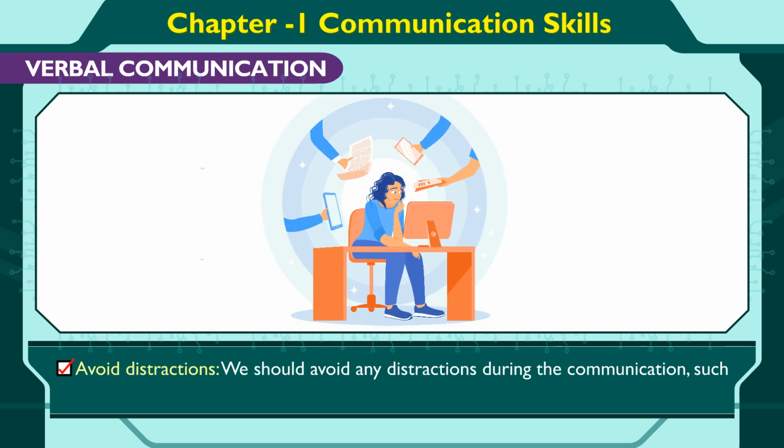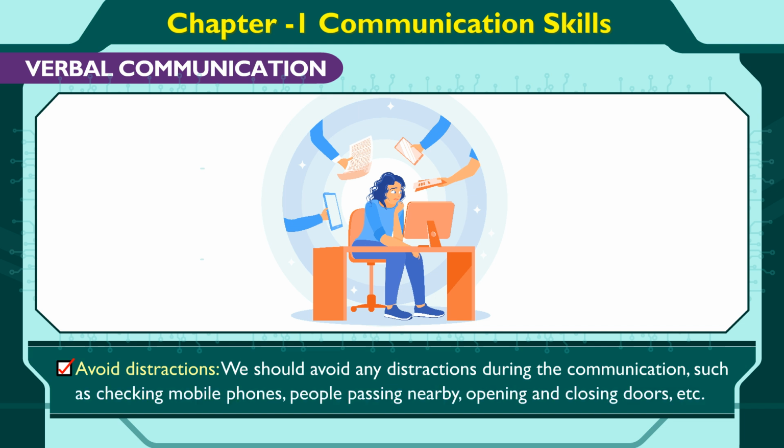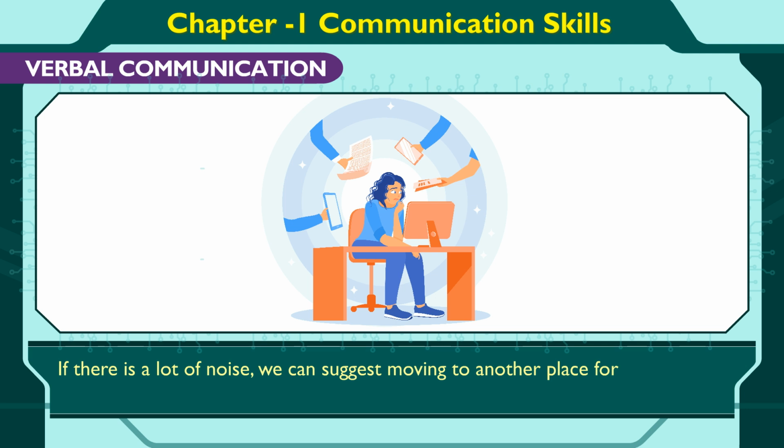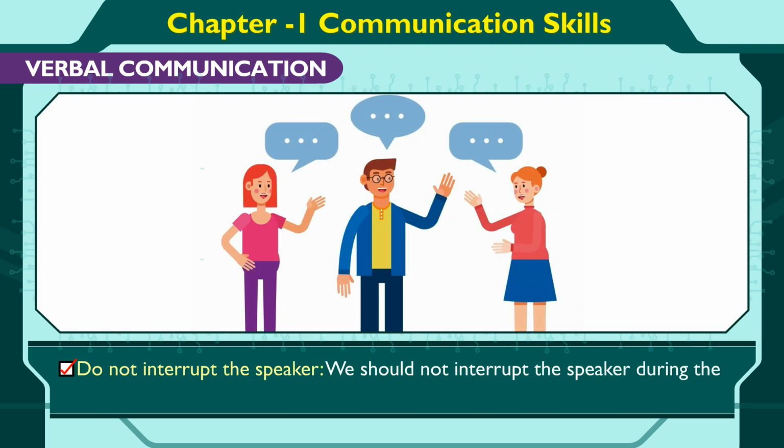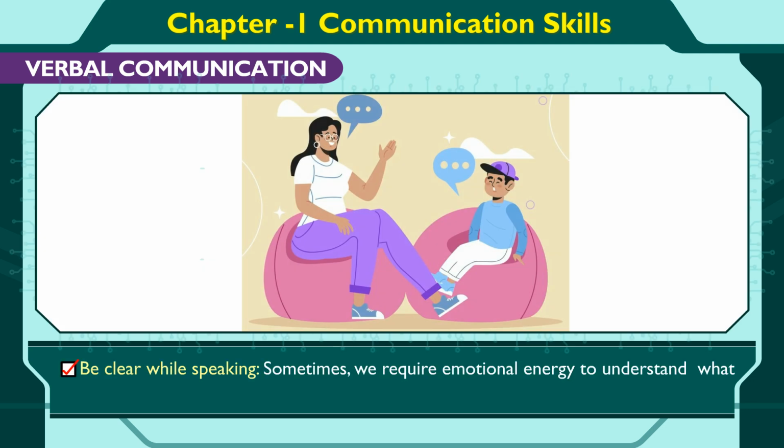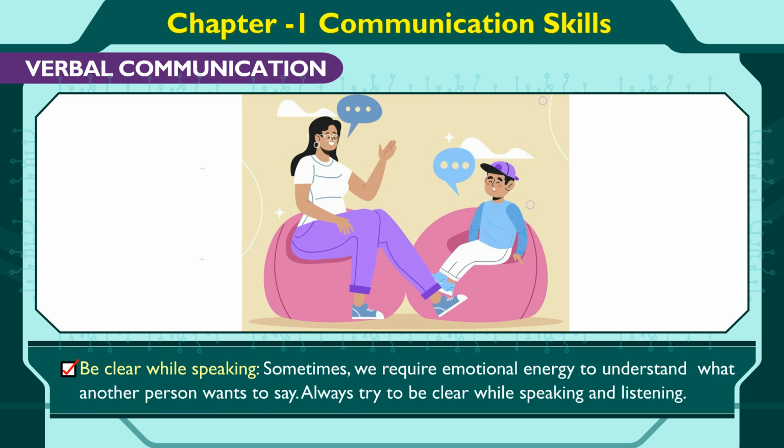Avoid distractions. We should avoid any distractions during the communication, such as checking mobile phones, people passing nearby, opening and closing doors, etc. If there is a lot of noise, we can suggest moving to another place for communication. Do not interrupt the speaker. We should not interrupt the speaker during the conversation. It seems like disrespect for the speaker. Be clear while speaking. Sometimes we require emotional energy to understand what another person wants to say. Always try to be clear while speaking and listening.